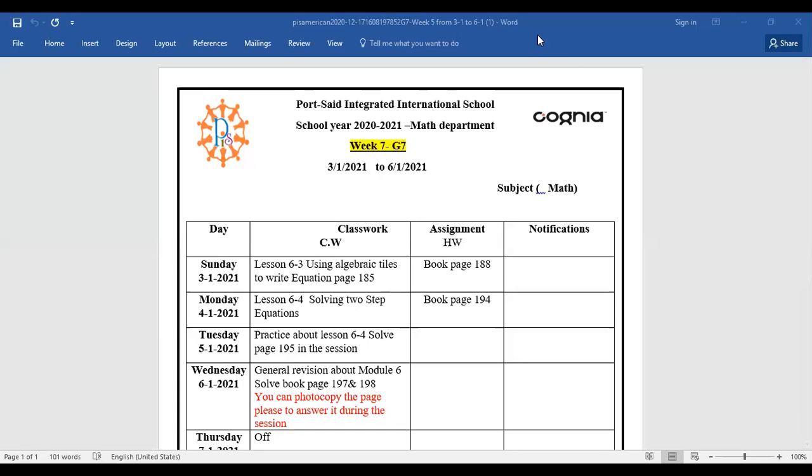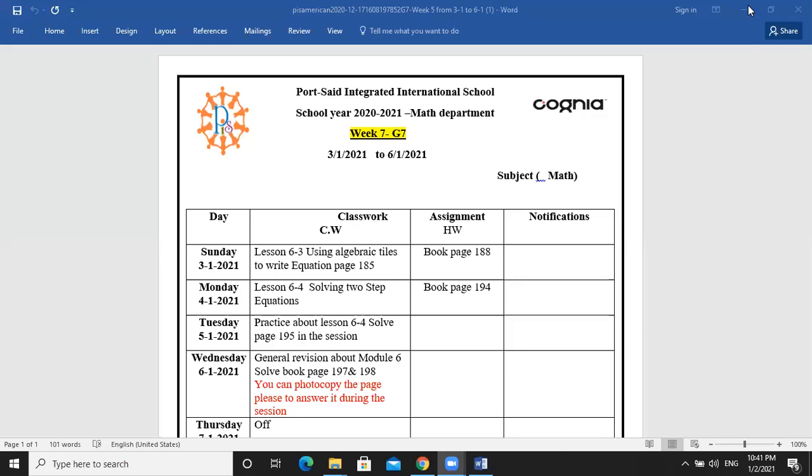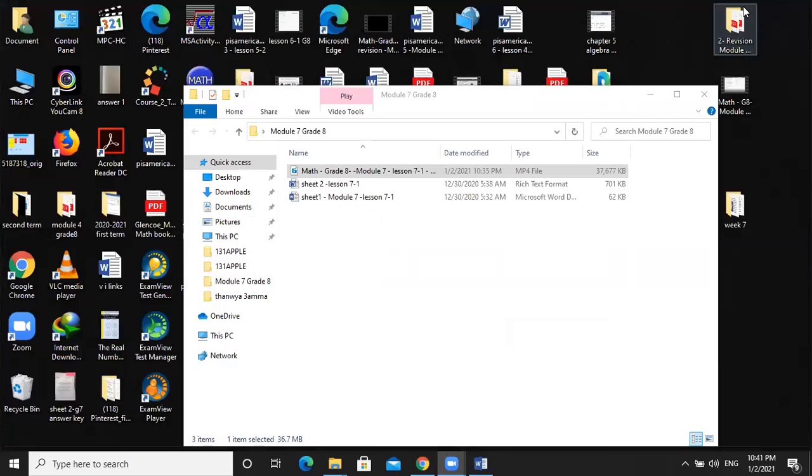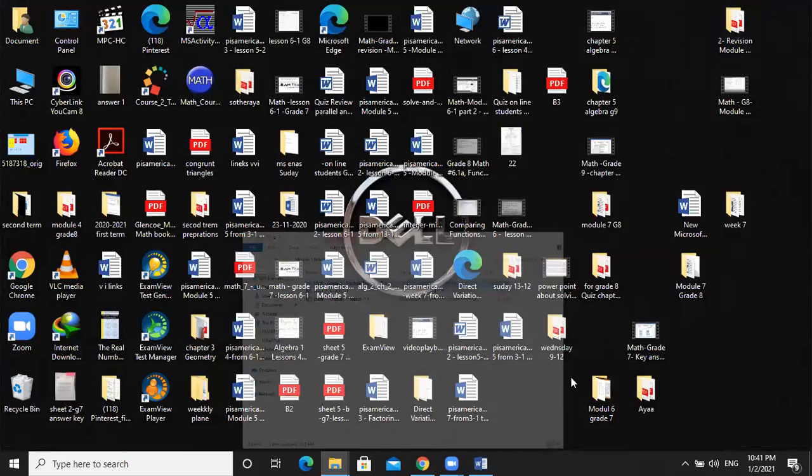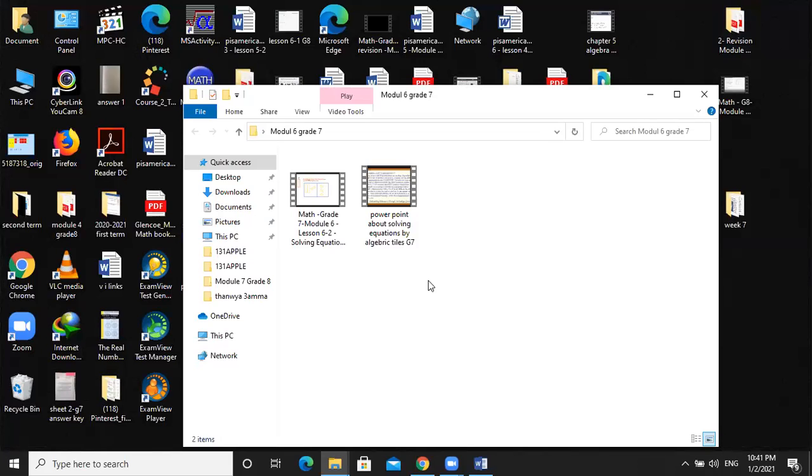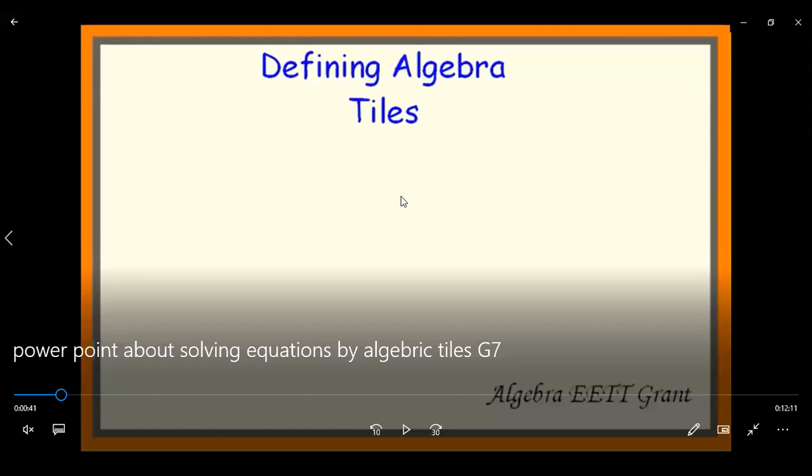What is the meaning of algebraic tiles, grade 8, grade 7? Is there anyone who can tell me what the meaning of algebraic tiles is? No one knows? Then we said that we are going to use algebraic tiles today to write the equation.